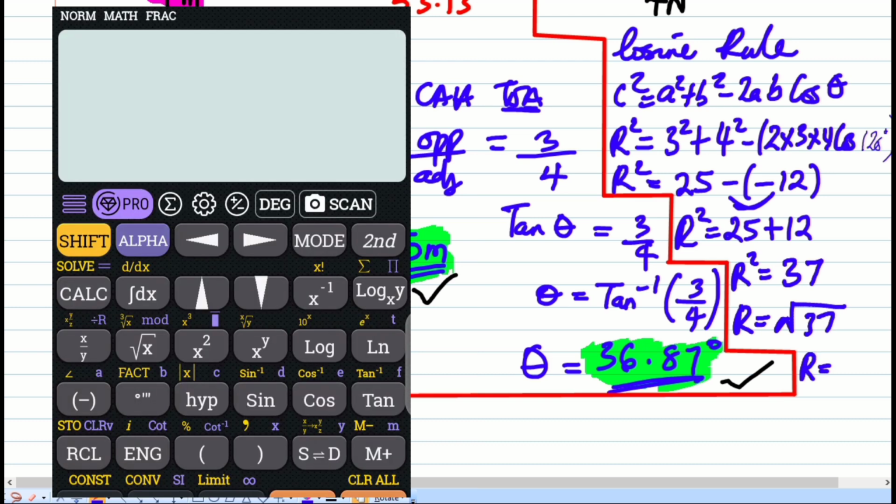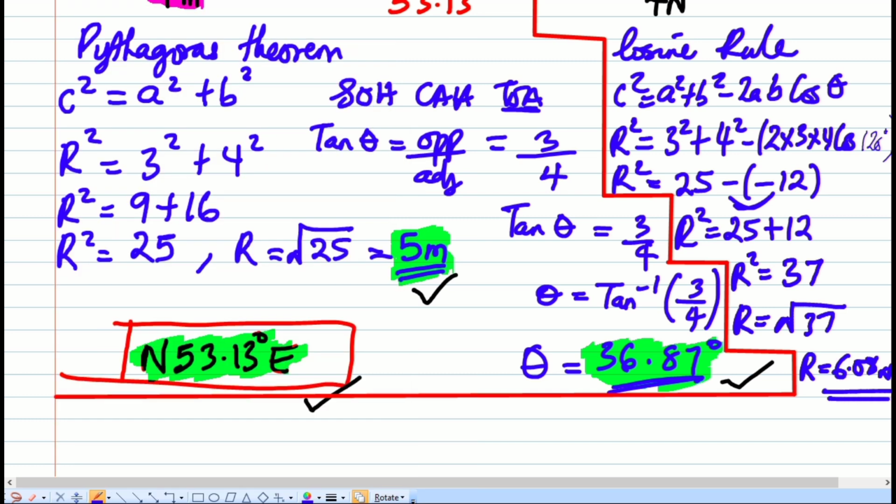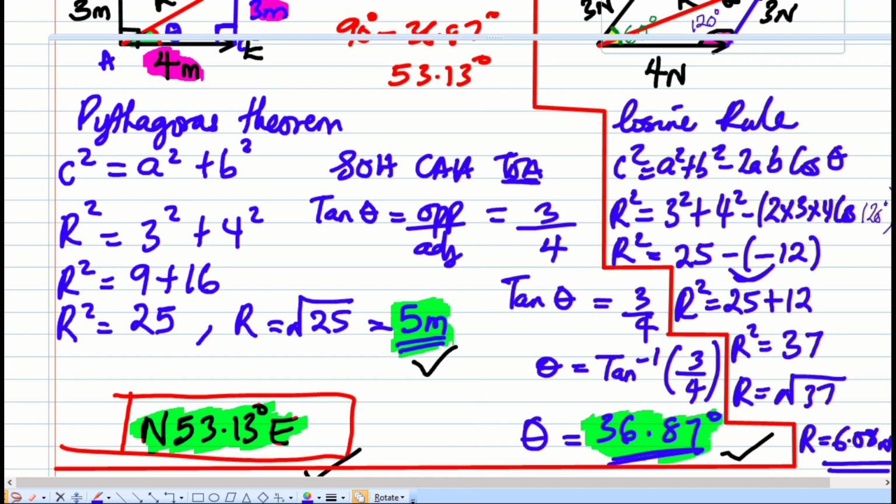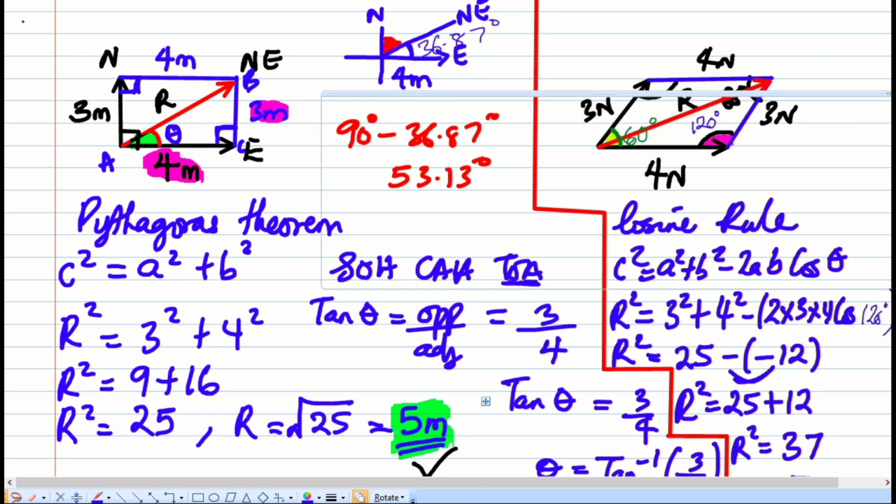So what's the square root of 37? Square root of 37, we have to 2 decimal places, you see we have 6.08. So we have 6.08 Newton. Alright, so this is the magnitude of our resultant. So the magnitude of our resultant is 6.08 Newton. So let me just replace it in the question. So I'm going to remove resultant and then I'm going to put the value we found.